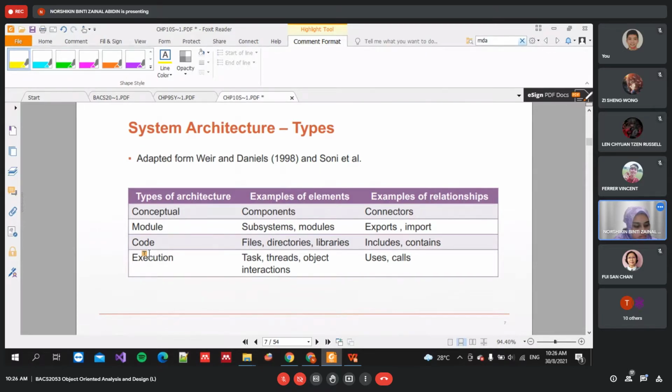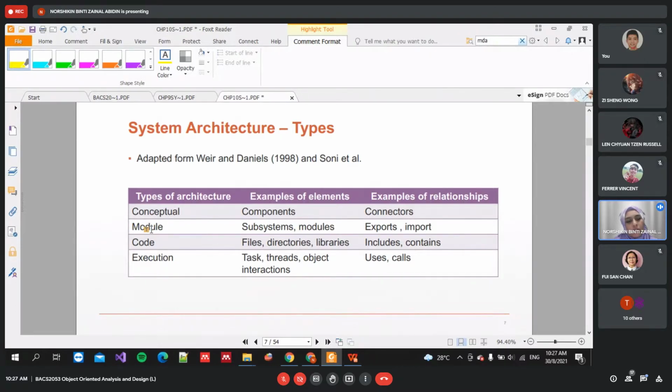Conceptual. An example of an element is components. An example of a relationship is the connector. You already know what a connector is. For example, from one component to another component, or one subsystem to another subsystem, what is the relationship between them? So we use connectors for components or subsystems. Okay, this one is conceptual.